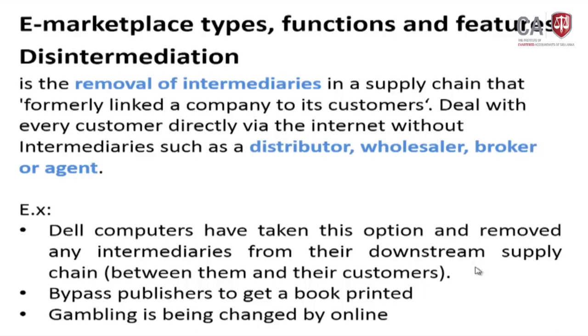E-marketplace types, functions and features. What are the e-marketplace types, functions and features? Disintermediation. What is disintermediation? It is the removal of intermediaries in a supply chain that formerly linked a company to its customers. Deal with every customer directly via the internet without intermediaries such as distributors, wholesalers, brokers and agents.